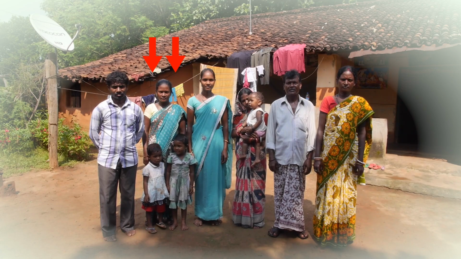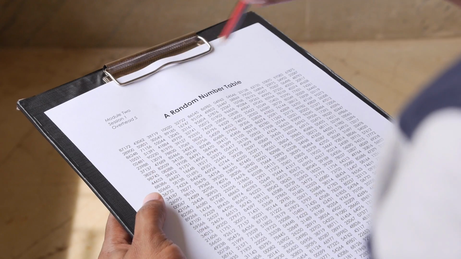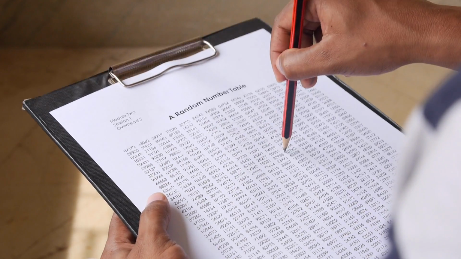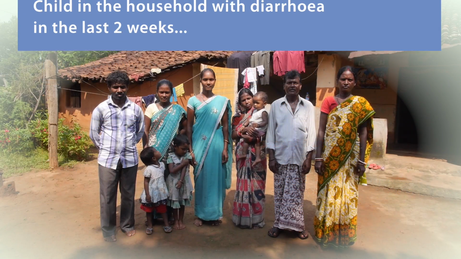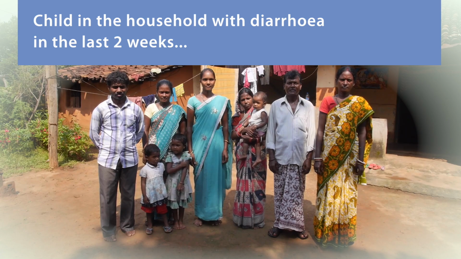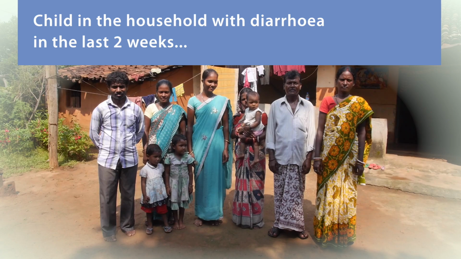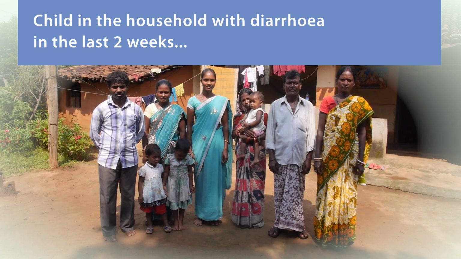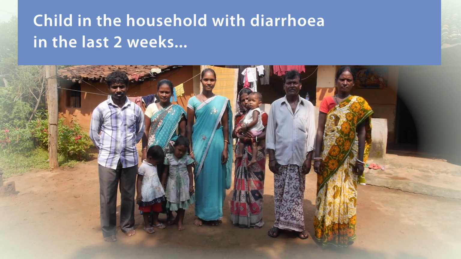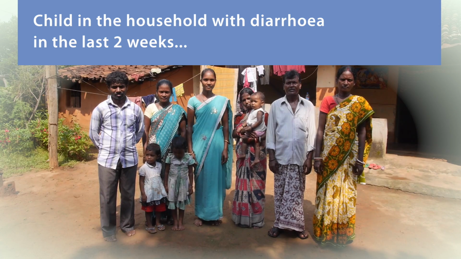If a woman fits the description for more than one of the questionnaires, then select randomly which one of those questionnaires you should use. There is an exception to this rule. If there is a child in the household who has had diarrhea in the last 2 weeks, then it is important that we collect this information. The number of children with diarrhea is relatively small compared to the total population of children, so it's a good idea to sample these cases as you find them.